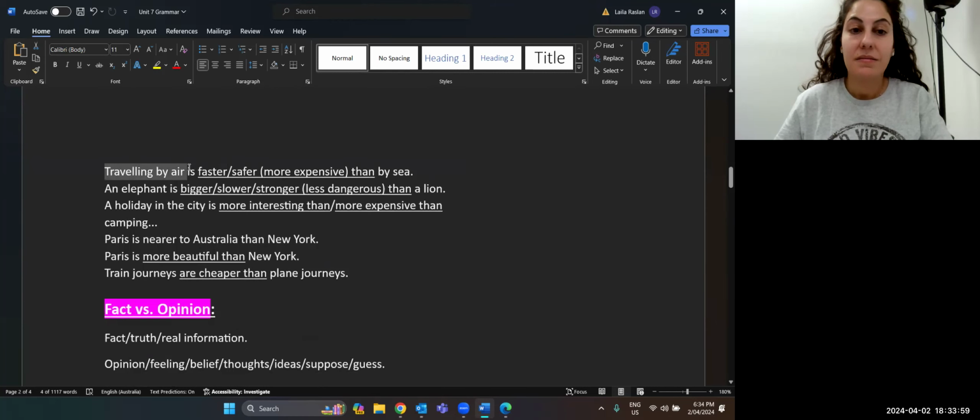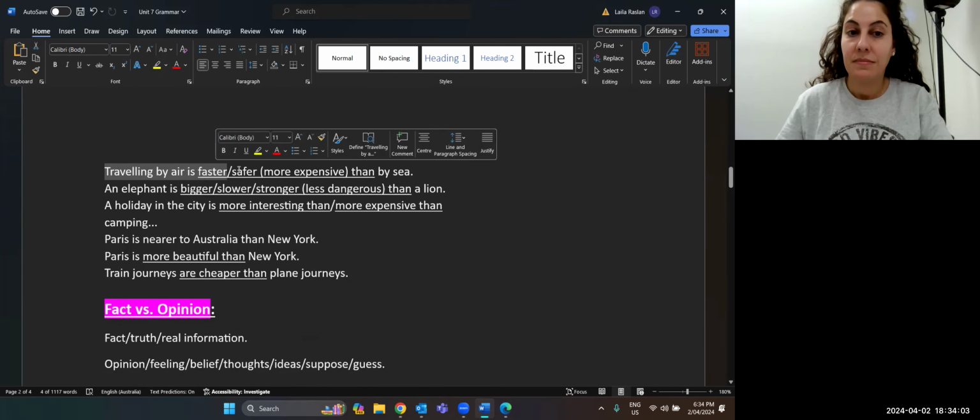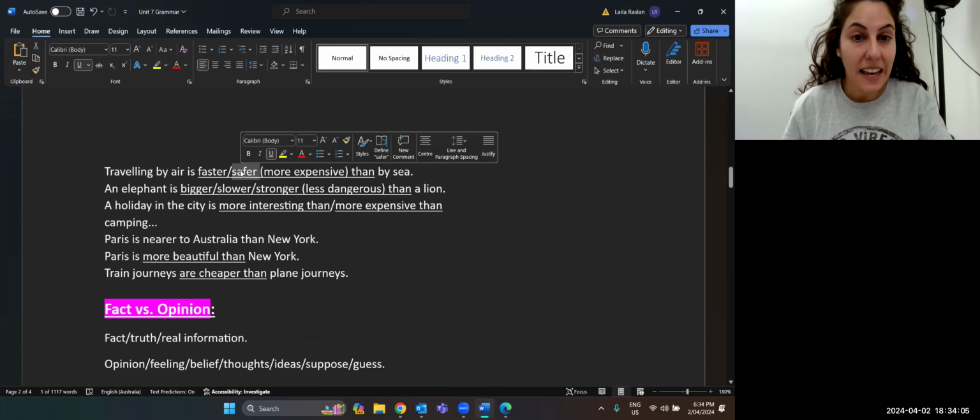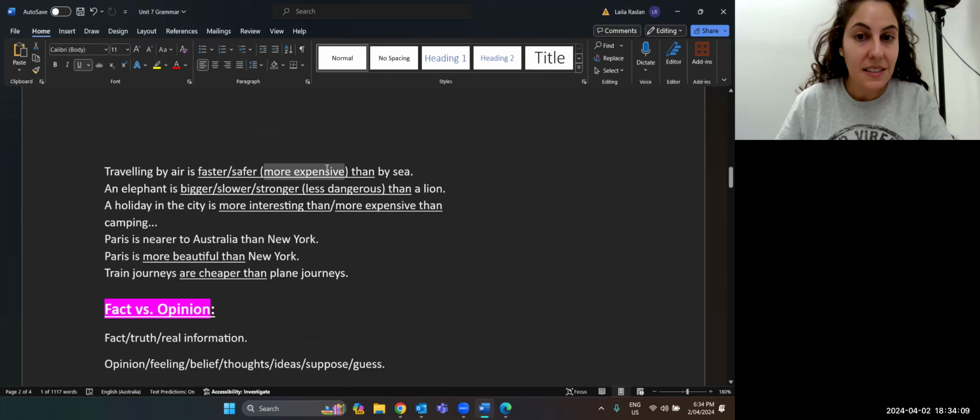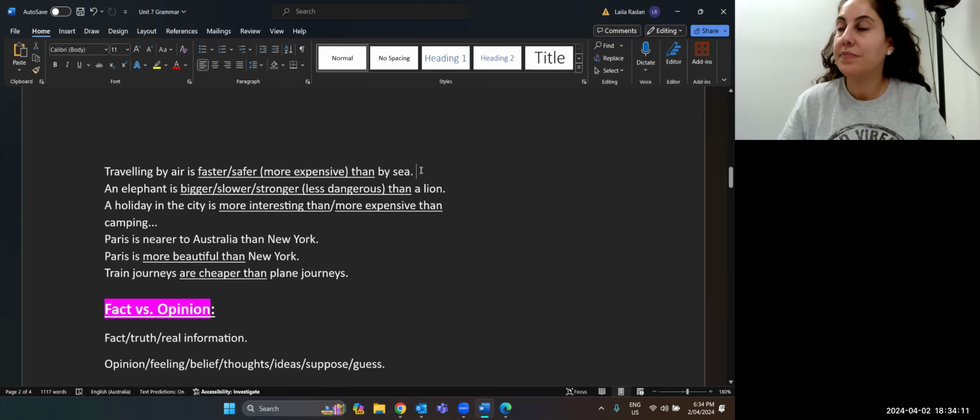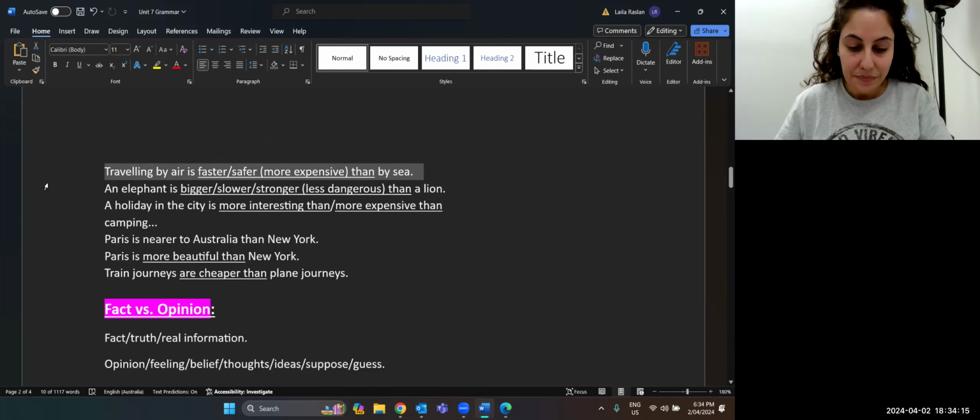Traveling by air is faster than by sea. Maybe it's safer than by sea. More expensive than by sea. Yeah, so you have a sentence, something like that. So we're comparing air and sea, two different nouns, traveling by air, traveling by sea.